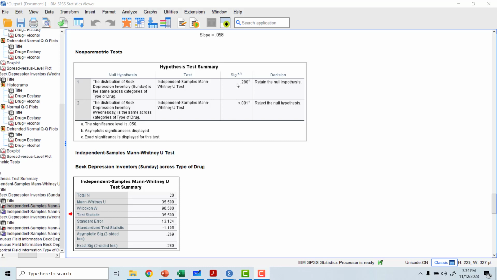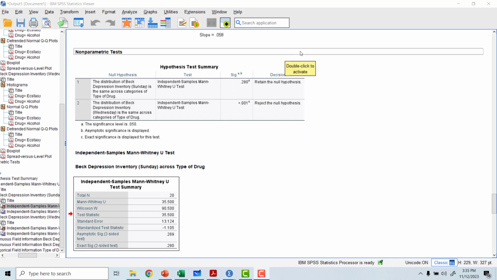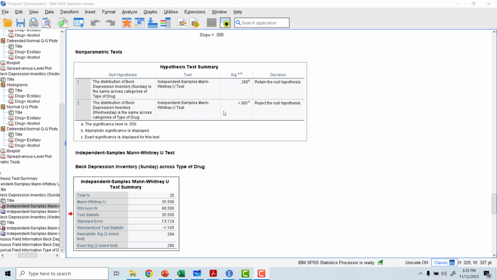So for Sunday, say we're selecting alpha equals 0.05, we have a large p-value of 0.28. So we would not reject the null hypothesis that there's a difference in location of distributions. However, on Wednesday, the p-value is less than 0.001, which is lower than our lowest standard alpha. So there is a difference between the location of the different distributions. One distribution is either shifted to the left or the right of the other one.